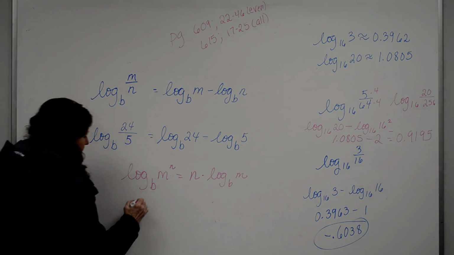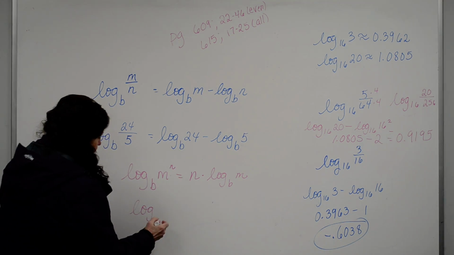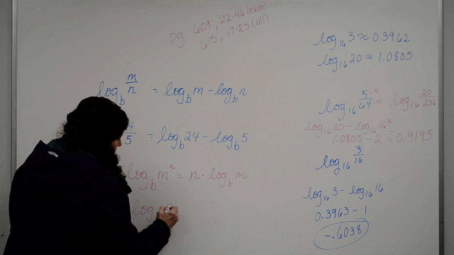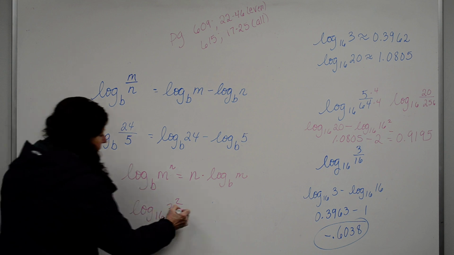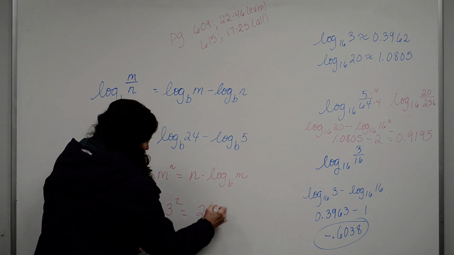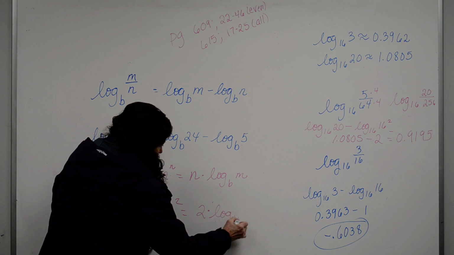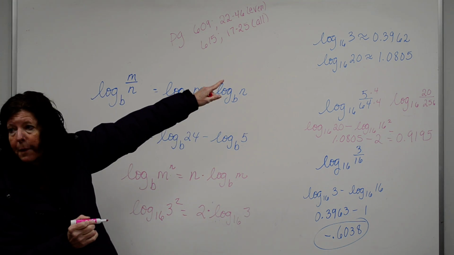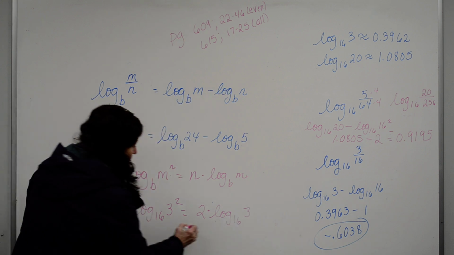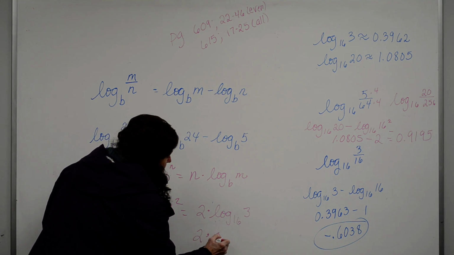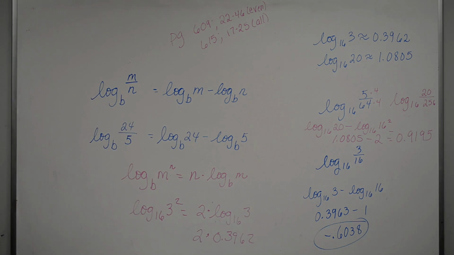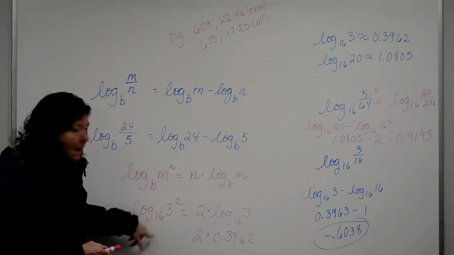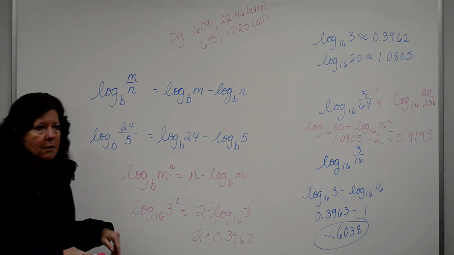So if I have the log of base 16 of 3 to the second power, like that one, I would go 2 times the log of base 16 of 3. So I know what the log base 16 of 3 is. So it would be 2 times 0.3962. I don't know what that gives you, but that's what you would do on your calculator. So if you get an exponent like that on a log that doesn't match up, bring it to the front.